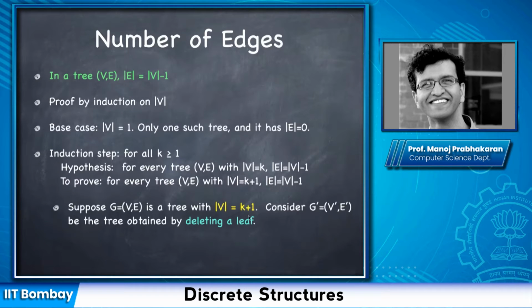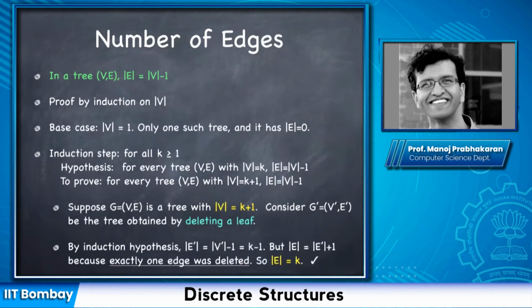We simply pick a leaf and delete it and get a new tree. And we can apply the induction hypothesis to the new tree. So for the new tree, the number of edges is its number of nodes minus 1. So it has k nodes, and its number of edges is k minus 1.